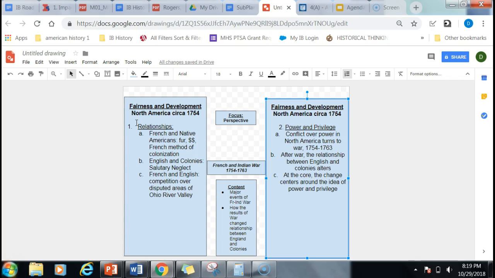So when we see this war break out in 1754, it will be the French allying with the Native Americans versus the British and their colonies. Those will be the two sides.